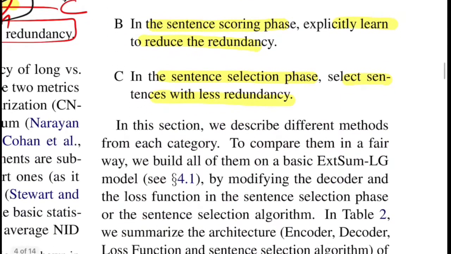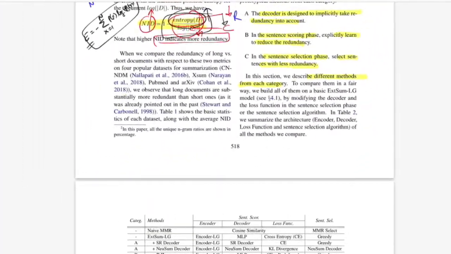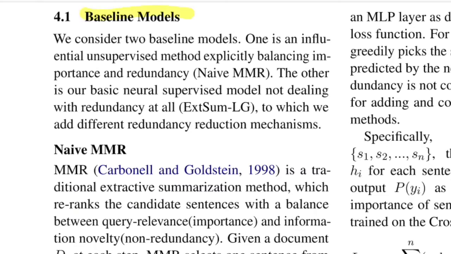Okay. So now they talk about different methods under all of these 3 categories that we have seen. So let's go through that. So authors talk about 2 baseline methods. First is the naive MMR, and then we have ExtSum-LG. So against these 2 methods, they'll be comparing the other methods.